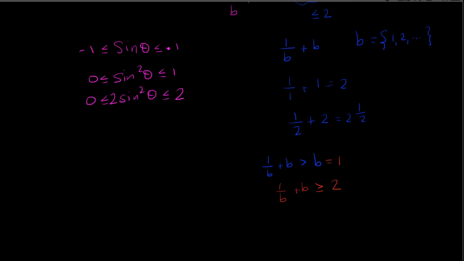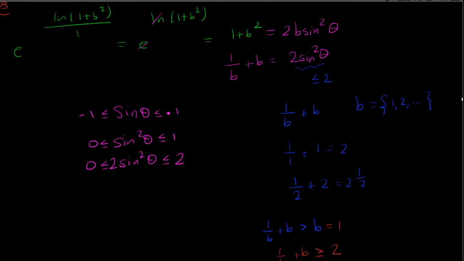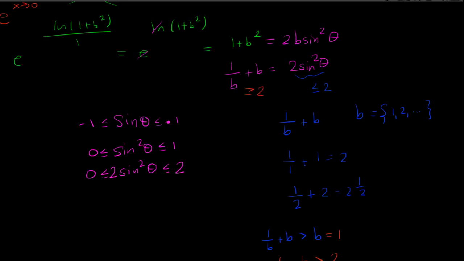So I found a lower bound for 1 over b plus b, and I found an upper bound for 2 sine squared. Okay, so where do these two intersect? Let's think about it. 1 over b plus b is basically anything bigger than or equal to 2. 2 sine squared is everything to the left of 2. So the only place where these two are equal is at 2. Right? See, they're only equal at 2.